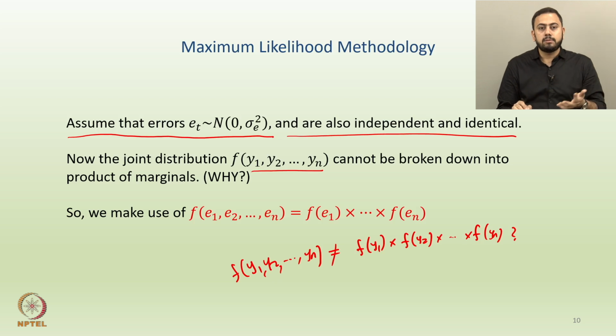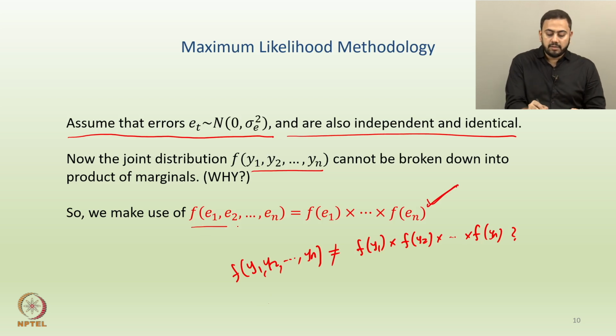So, then can we somehow simplify the problem? The answer is yes. Instead of looking at the actual time series values, we can create a likelihood function or a joint density based on the errors, because errors are independent. So, rather than using the actual y values, we can use the e values, e1, e2, up to en. Here clearly we can write down this equation, because all the errors are independent as per the assumption. So this joint density, which is nothing but the likelihood, can now be broken down into a product of the marginals.